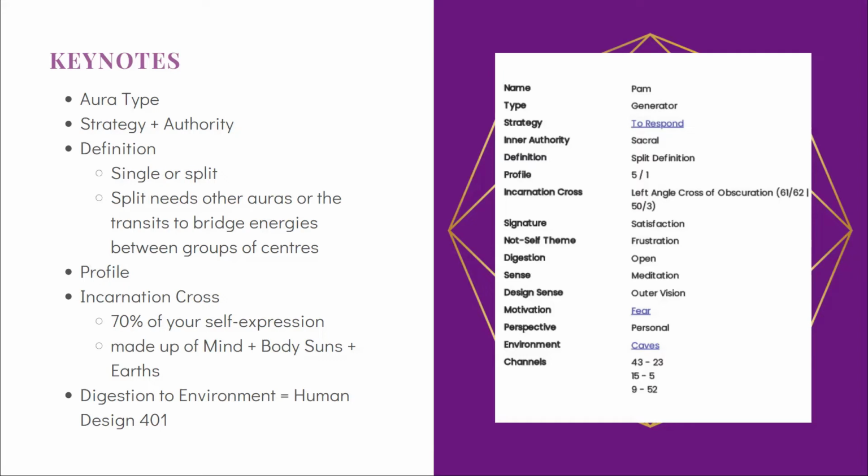Now, the next area we're looking at in the chart is the key notes. Here's where you're going to find your aura type, your strategy and authority, your definition, your profile, your incarnation cross, as well as some charts will have the more advanced human design information around digestion, motivation, perspective, and environment. So, the things you're going to want to concentrate on here are your aura type, strategy and authority, and your profile. These are going to be the basics that you want to dive into next. The other information will come into your awareness when it is pertinent.